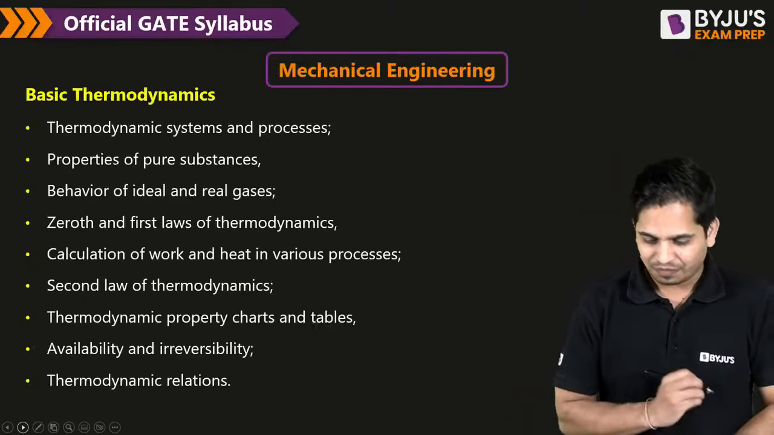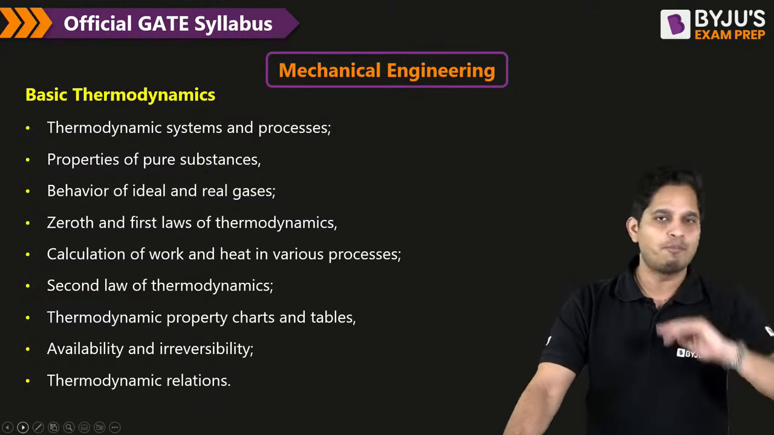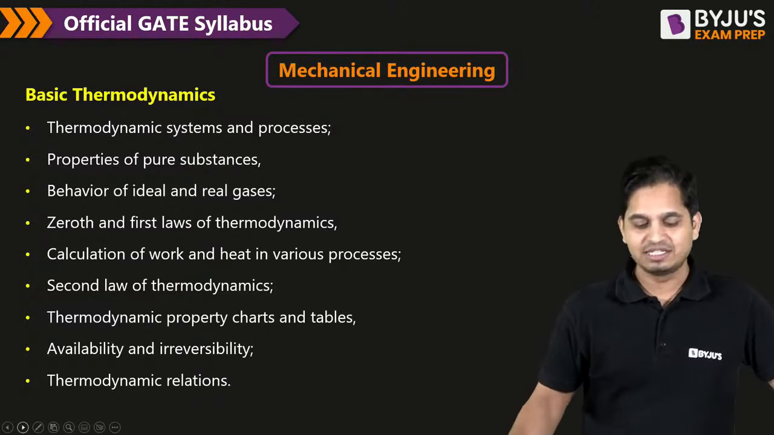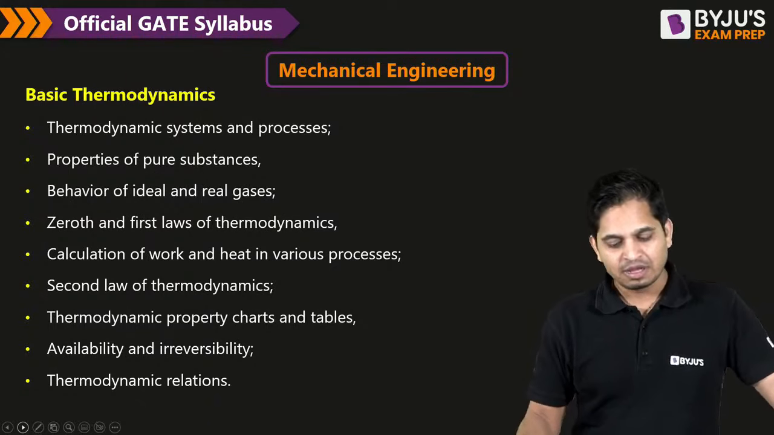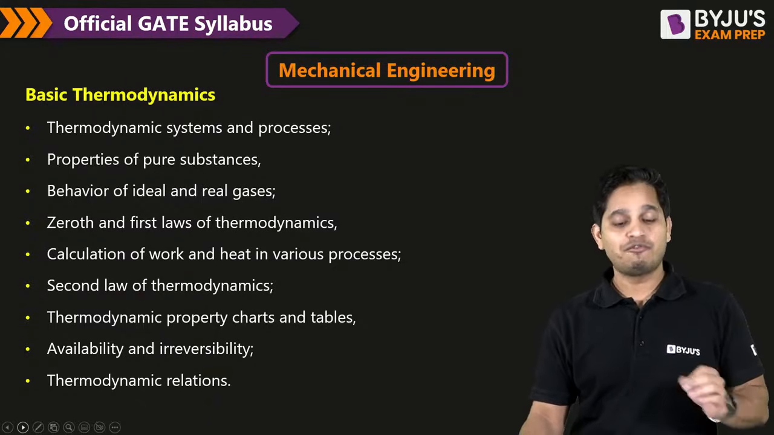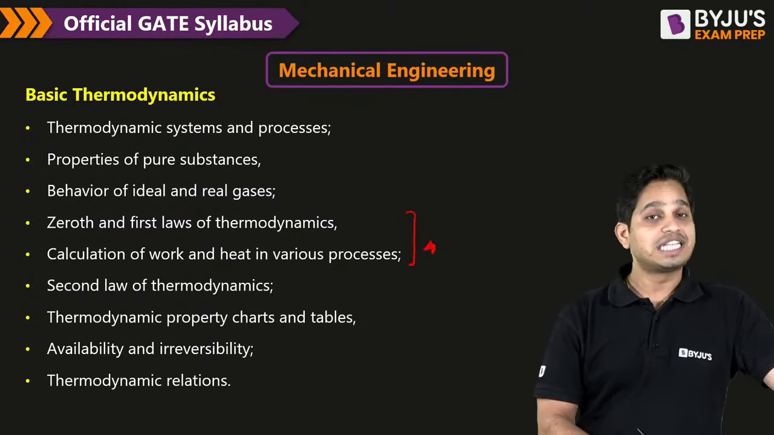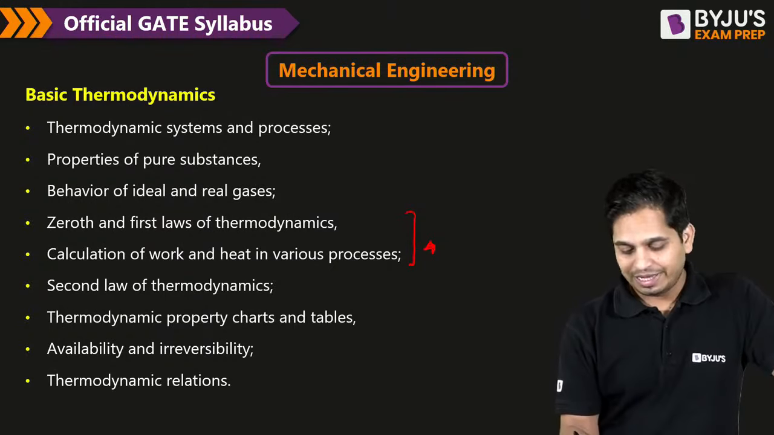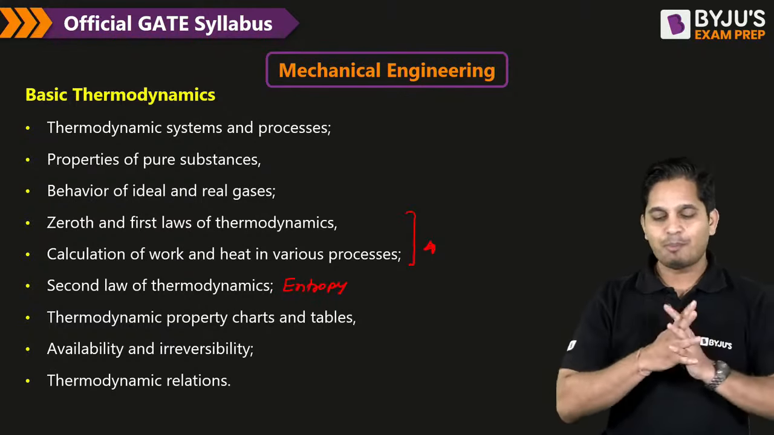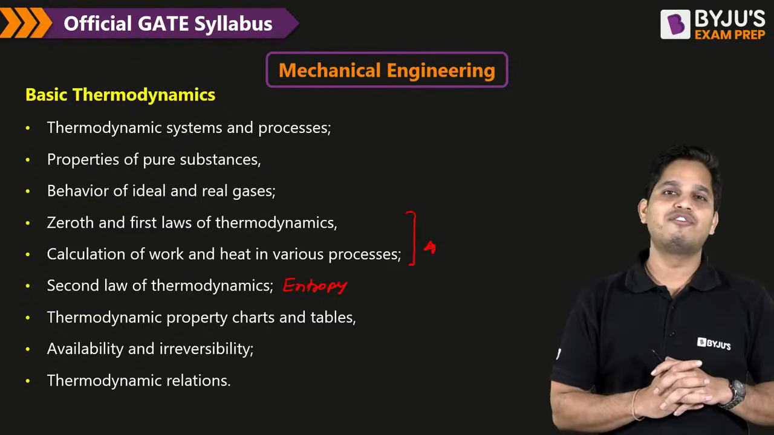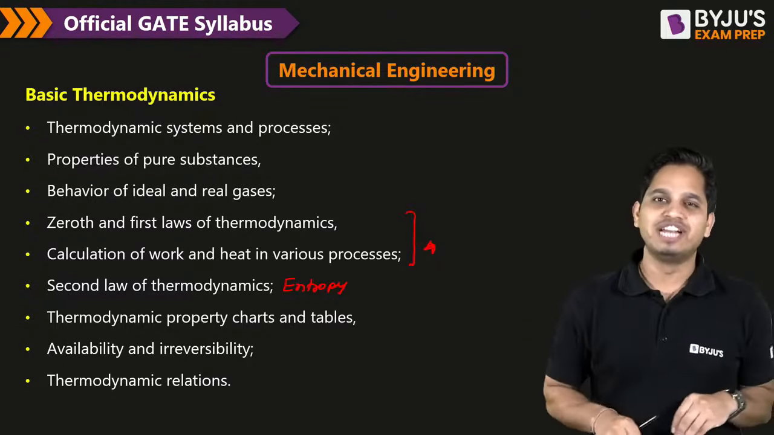Let's start. We all know the syllabus, okay? All the thermodynamics is divided into these subcomponents. Thermodynamic systems and properties, processes, properties of pure substances, behavior of ideal and real gas, zeroth and first law, and calculation of, so this is the most important part. Second law, entropy. This is basically the GATE syllabus, so entropy is not written in directly. And thermodynamic property charts and tables, availability and irreversibility, thermodynamic relations. Okay, this is the GATE official syllabus.